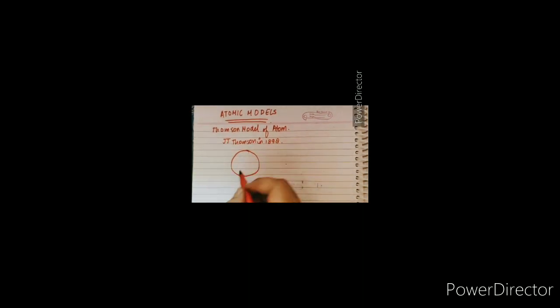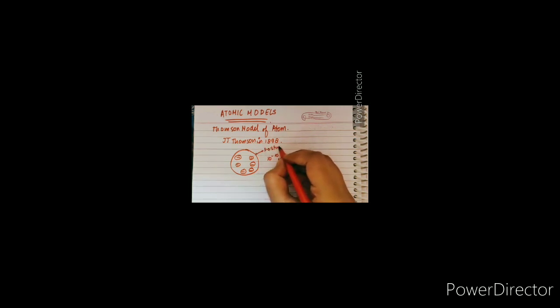It was proposed by J.J. Thomson in 1898. According to this model, an atom possesses a spherical shape of approximately 10 to the power minus 10 meter radius, in which the positive charge is uniformly distributed. Means there is a spherical shape of atom in which the electrons are present and the sphere is a positively charged sphere.